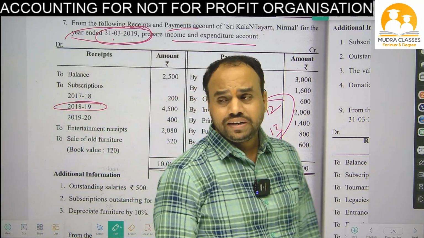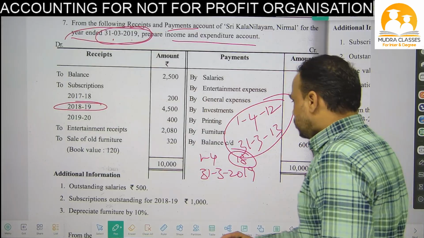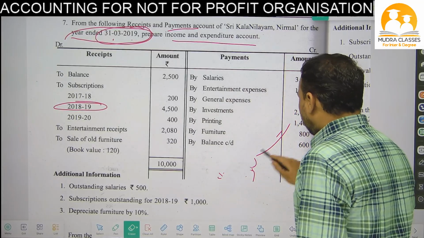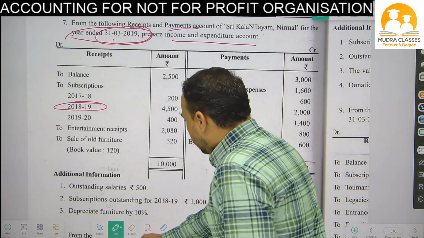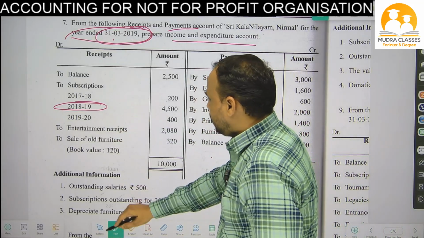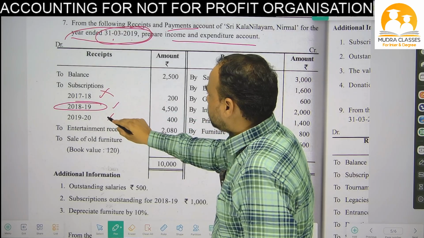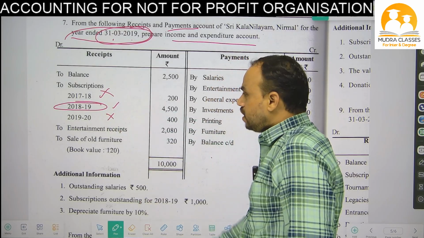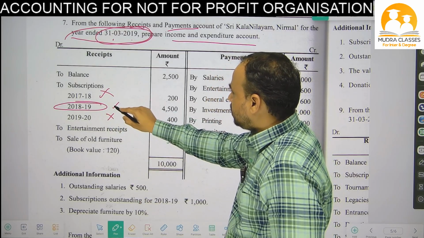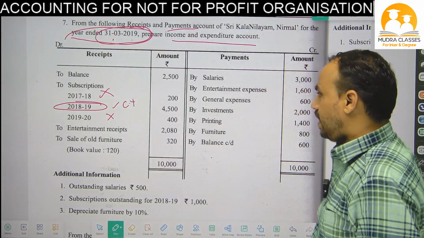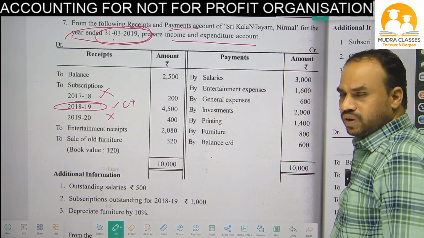So here the current year is 2018-19. In this problem, 3 years of income are given, 1, 2, 3, but we will not consider 2017-18 and 2019-20, because this is the previous year and this is the next year. This is only the current year. So only current year income we have to write in the answer. Okay, so like that we have to write.